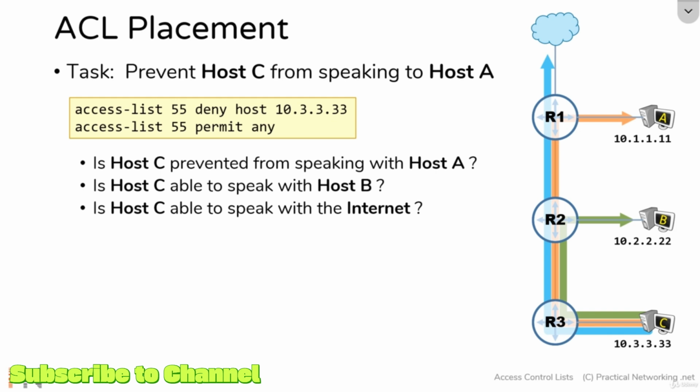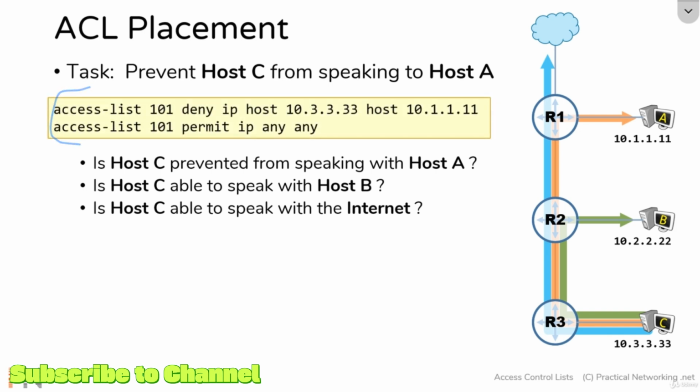Well, let's reconfigure our access list as an extended access list and step through the same process. Our numbered extended access list is granularly filtering traffic with the source IP address of host C and a destination IP address of host A. And just like before, we still have 6 different places we can apply that access list. So again, let's step through each of those locations and try and answer these 3 questions.